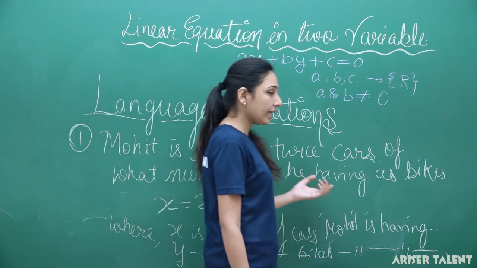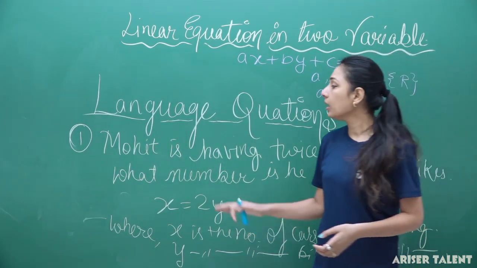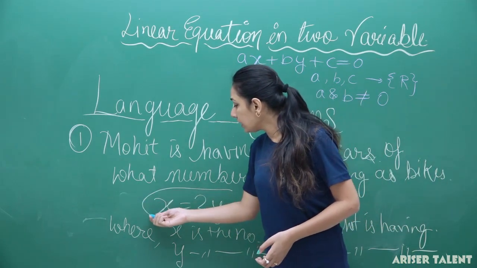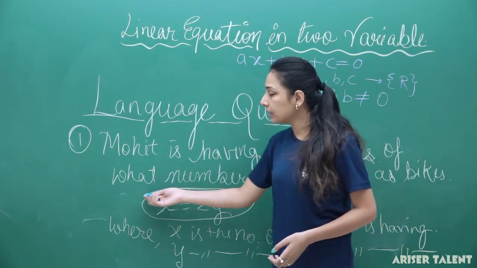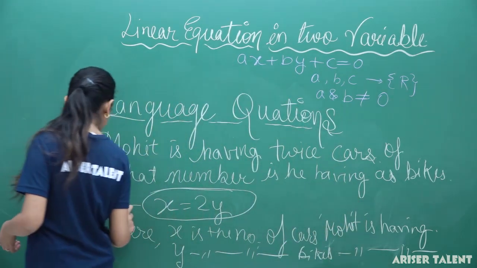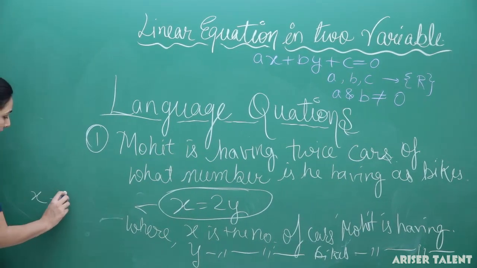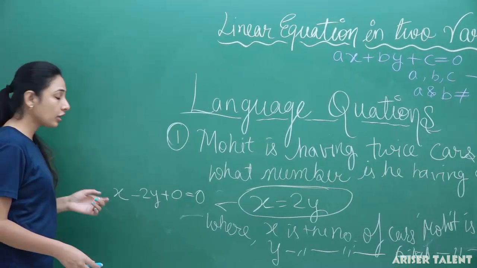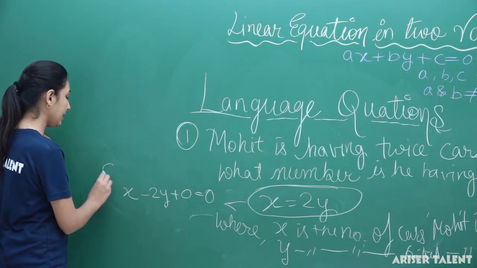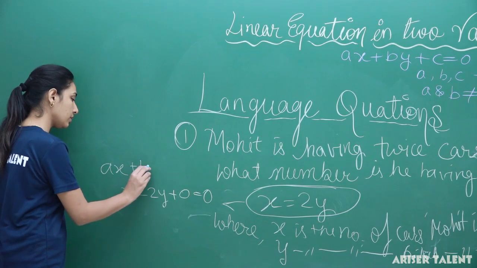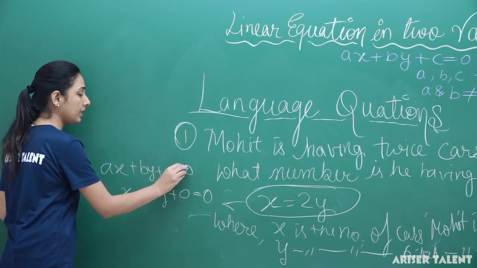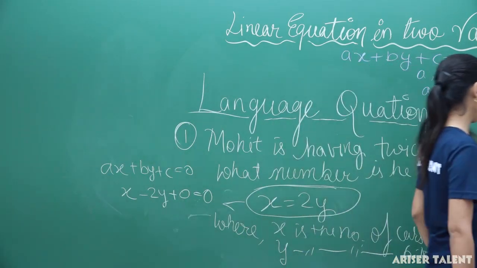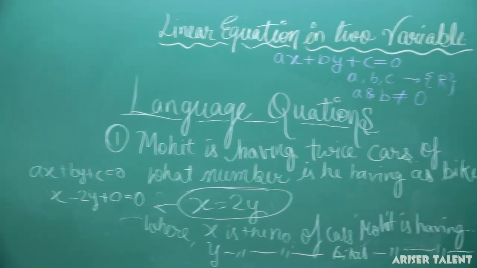If this language question is asking you to write this in a linear equation in two variables format, then that will be this. That can again be written as x minus 2y plus 0 equals 0. If you are talking about the format ax plus by plus c equals 0, then that will be the form. Okay. So, done with that.